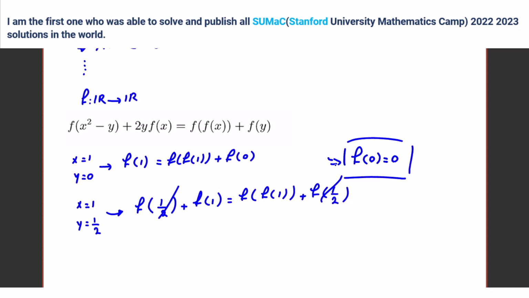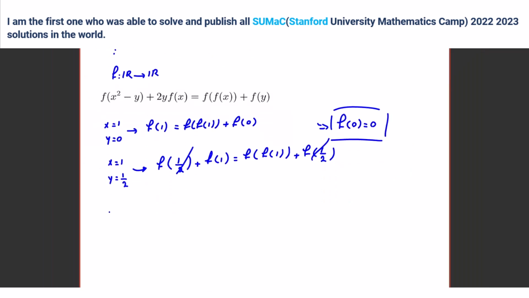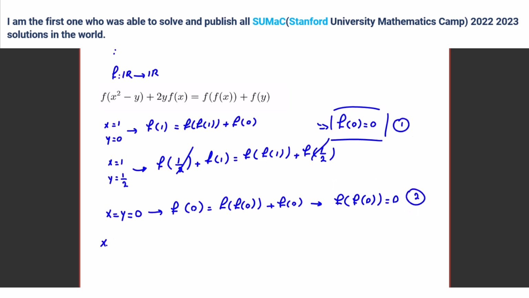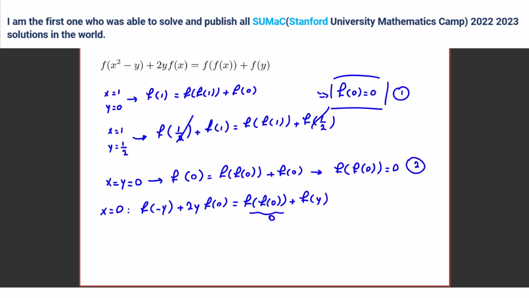Yeah, good job. Also, for this one, if you replace x and y with 0, we can conclude f of 0 is equal to f of 0 plus f of 0, so f of 0 is 0. This is obvious, but let's write our results too. If x is 0, you can conclude f of negative y plus 2y f of 0 is equal to f of 0 plus f of y. And f of 0 is 0, so it's all 0.